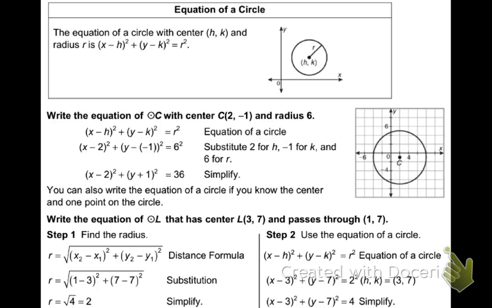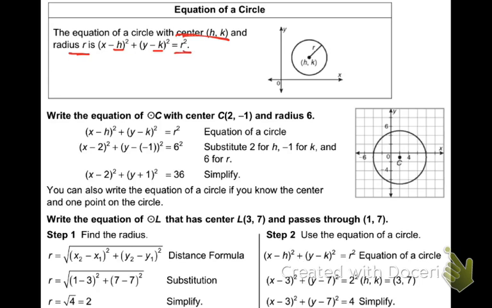Okay. Equation of a circle here. The equation of a circle with center (h, k) and radius r is (x - h) squared plus (y - k) squared equals r squared. Well, that just looks tough and confusing. It's not that bad, though. What happens here is you need two things for the equation of a circle. You need the center and you need the radius. When you have the center, you plug in the coordinates. That's what this represents. You plug in the x coordinate, plug in the y coordinate. And then the radius, you're just going to square.